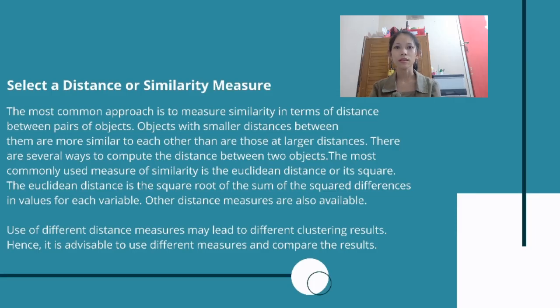Select a distance or similarity measure. The most common approach is to measure similarity in terms of distance between pairs of objects. Objects with a smaller distance between them are more similar to each other than those with a larger distance. There are several ways to compute the distance between two objects. The most commonly used measure of similarity is the Euclidean distance or its square. The Euclidean distance is the square root of the sum of the squared differences in values for each variable.